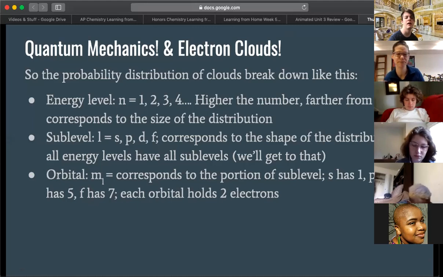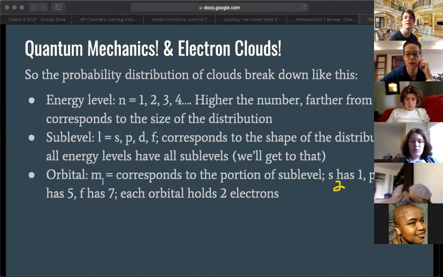Electrons? 14. Okay, so we've got S can hold a total of 2, P can hold a total of 6, D can hold a total of 10, and F can hold a total of 14. So we've got some pattern going here, the 1, 3, 5, 7, the 2, 6, 10, 14. Those numbers we're going to be working with a lot, and you are going to have to kind of know those numbers. So those are the orbitals.